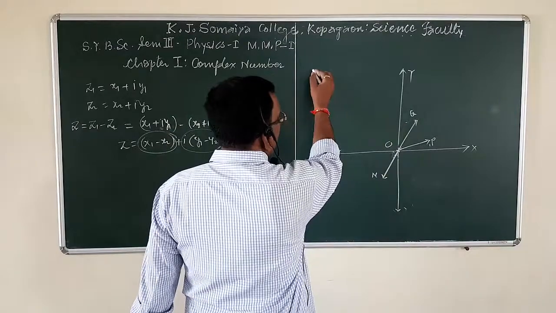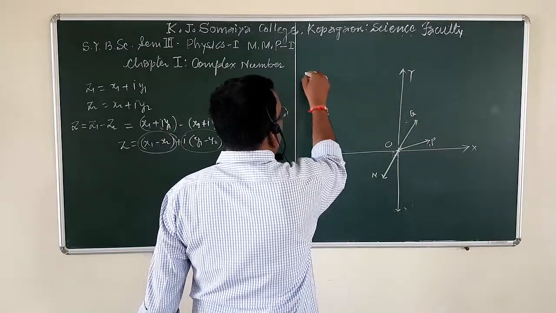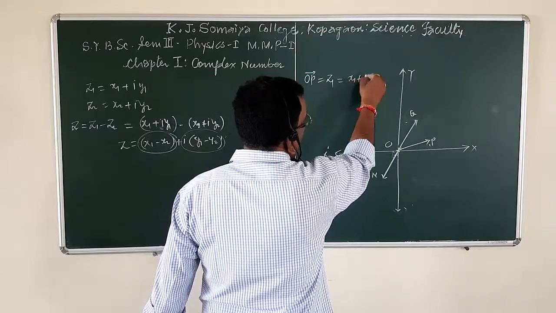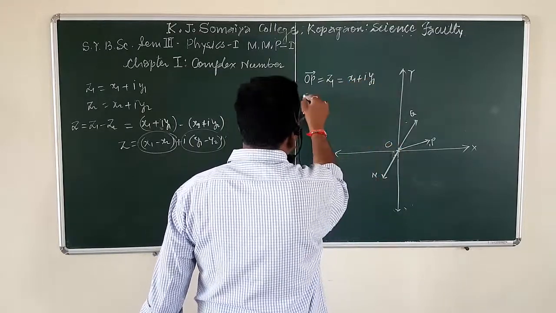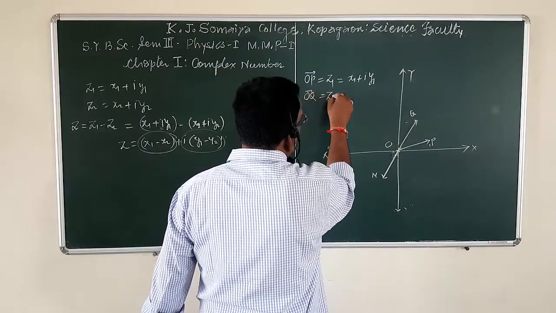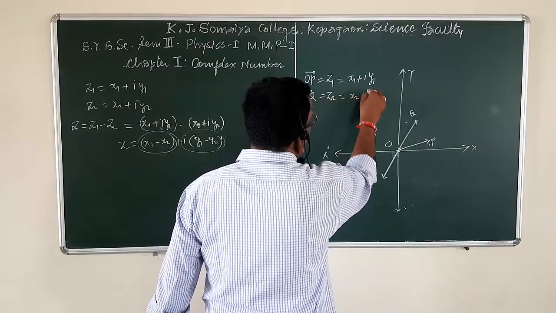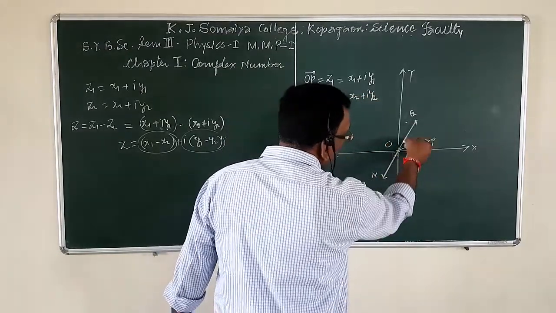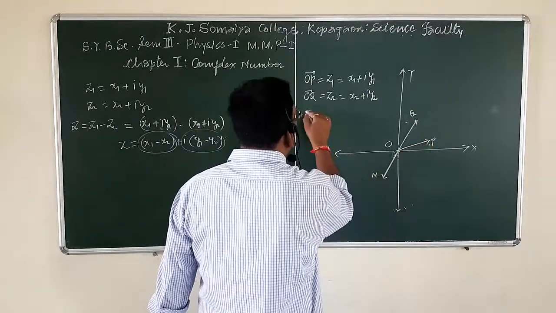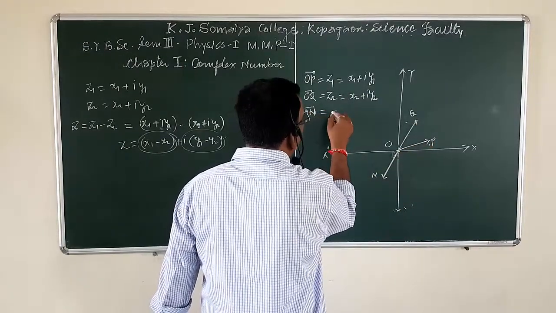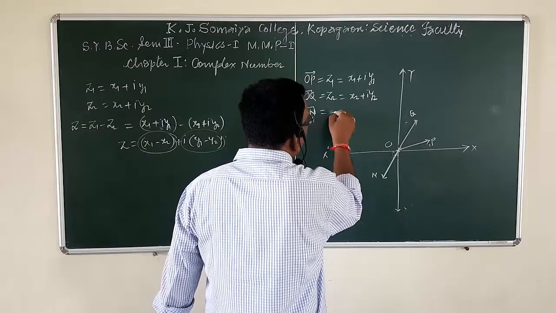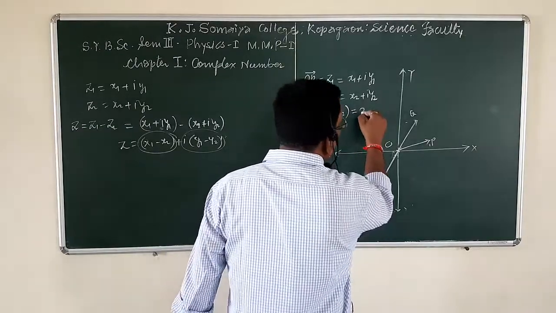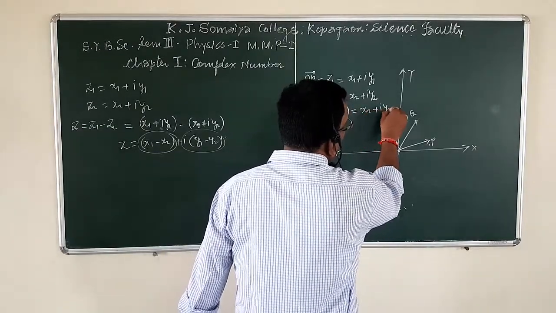Here, the first vector represents the first complex number, that is vector OP is equal to Z1 is equal to x1 plus iy1, and vector OQ represents the second complex number, that is Z2 is equal to x2 plus iy2. But we have to take the difference. Hence, when we produce vector OQ backward, we get vector ON is equal to minus Z2 is equal to minus x2 minus iy2.